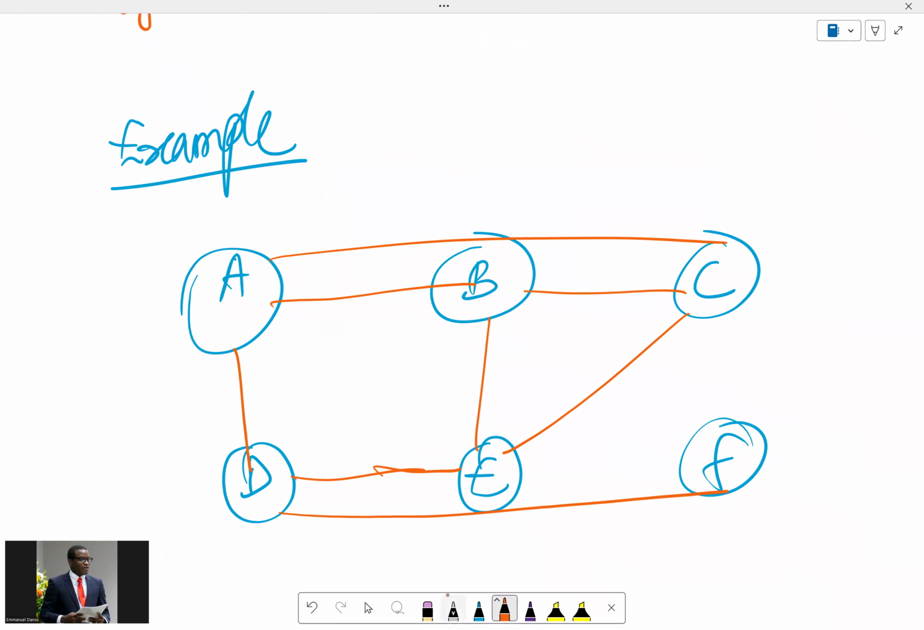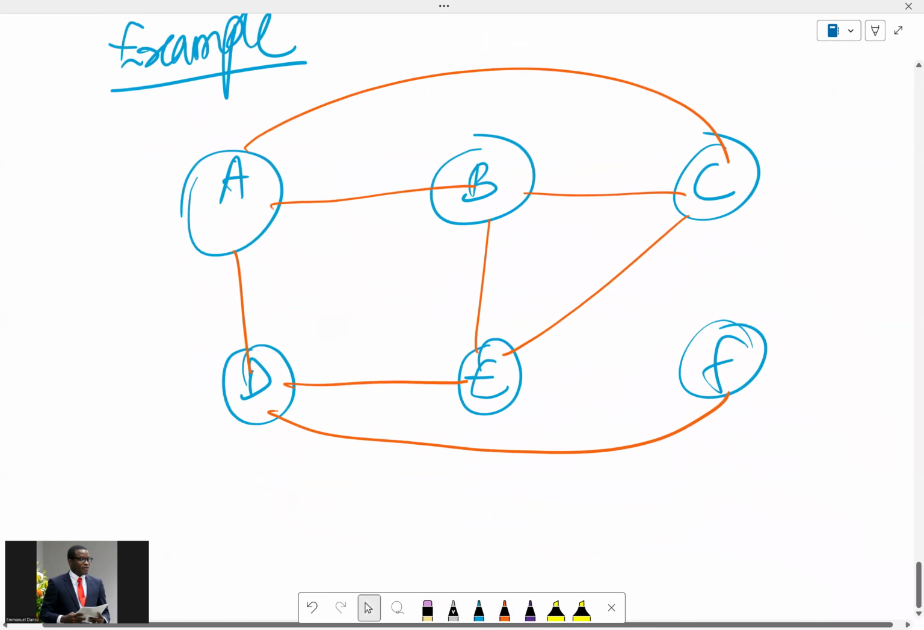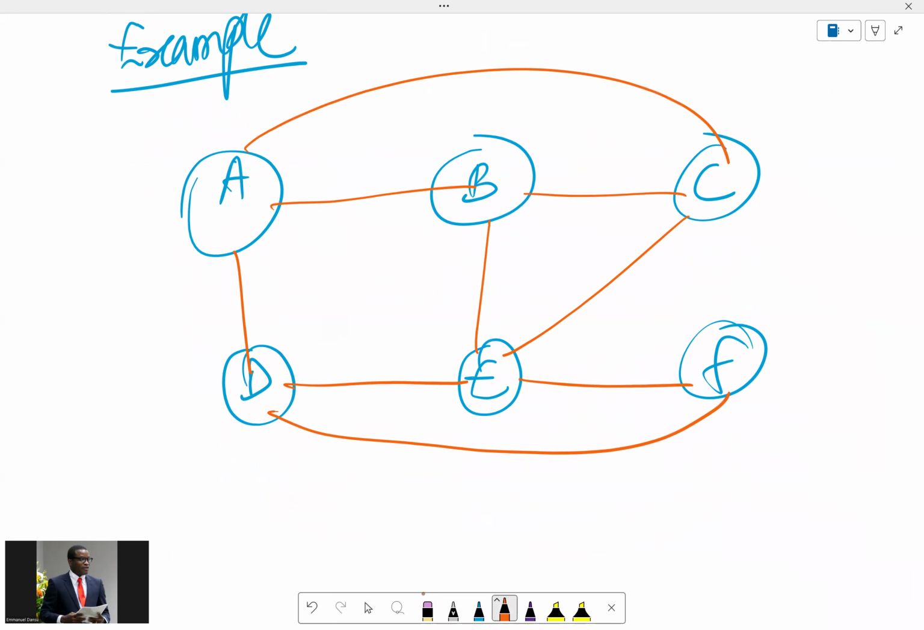I guess I can actually bypass this. I can do this, okay, to make it cuter, something like this. We can do that. Okay, so D is connected to A, E, F, then E is connected to B, C, D, and then F. Then what else? F is already connected to D and E.